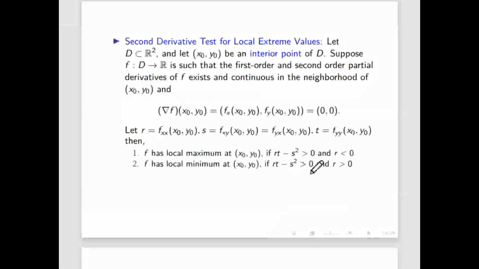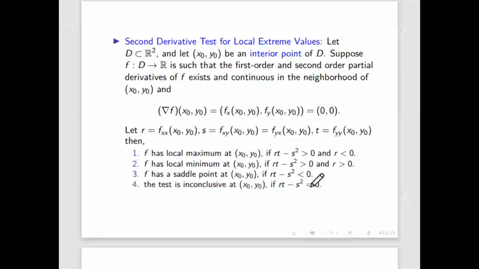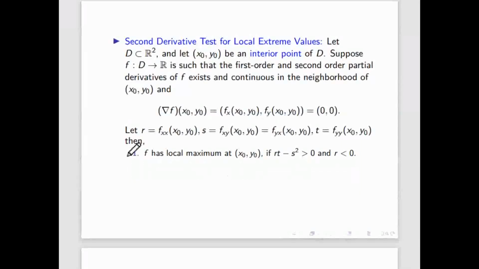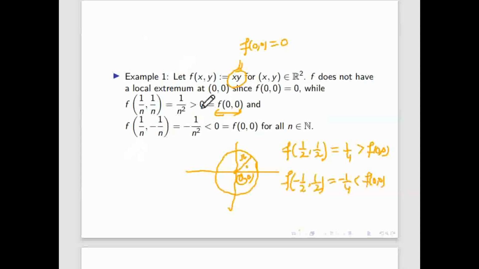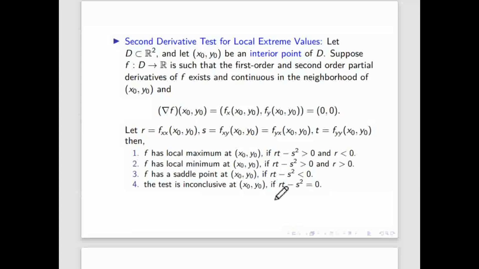If rt minus s squared is positive but r is positive, then it is minima. If it is negative, we call it a saddle point. Then we need not check whether r is positive or negative. If it comes out negative, then it is a saddle point. And if it is 0, then the test is inconclusive. That means we cannot conclude anything by the second derivative test. Then we have to go through the definition, where you have to check whether it is positive or negative. Then you have to follow the definition in the fourth case. If the test is inconclusive, that means rt minus s squared is 0.